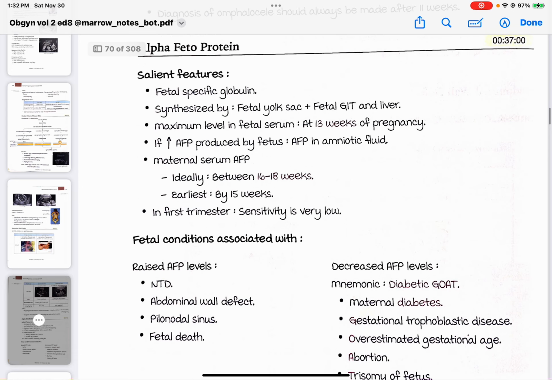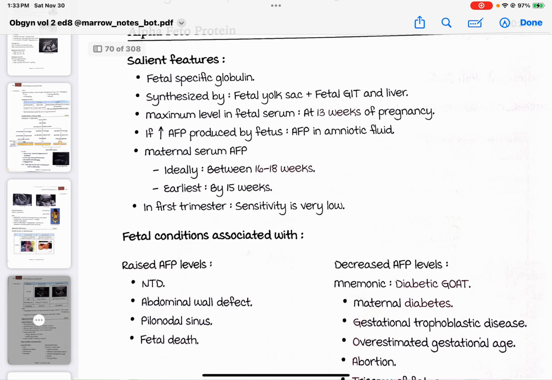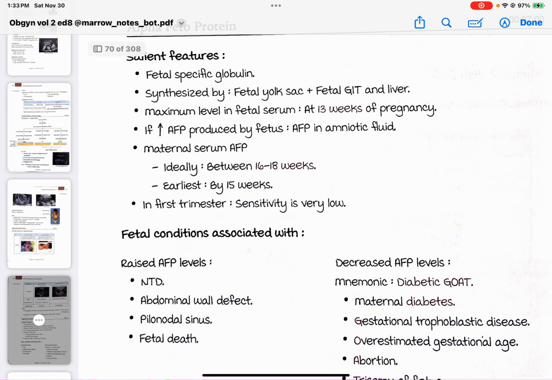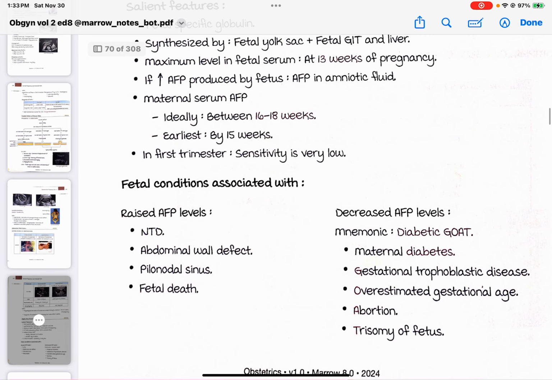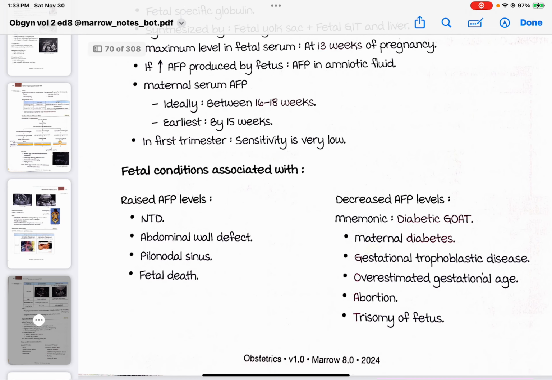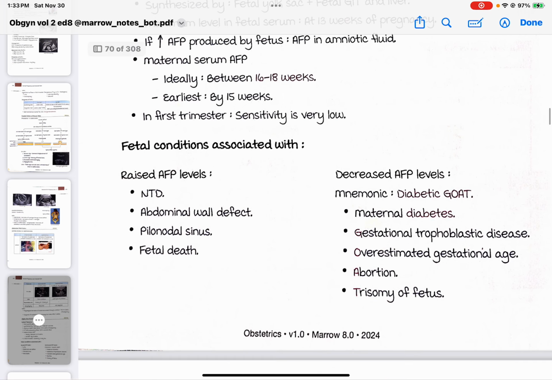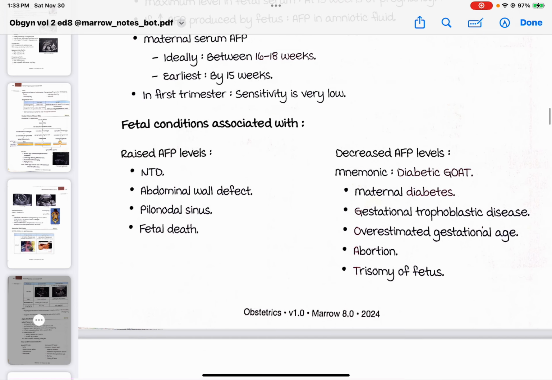Alpha fetoprotein, salient features: fetal specific globulin synthesized by fetal yolk sac, fetal GIT and liver. Maximum level in fetal serum at 13 weeks of pregnancy. If alpha fetoprotein is increased, produced by fetus, AFP in amniotic fluid. Maternal serum alpha fetoprotein, ideally between 16 to 18 weeks, earliest by 15 weeks. In first trimester, sensitivity is very low.